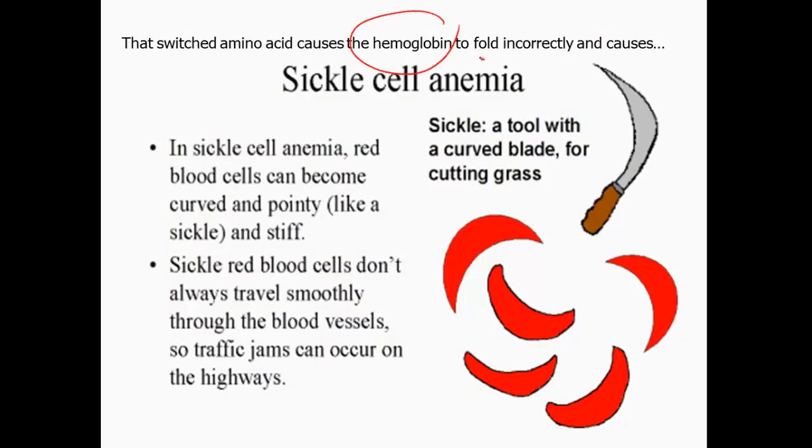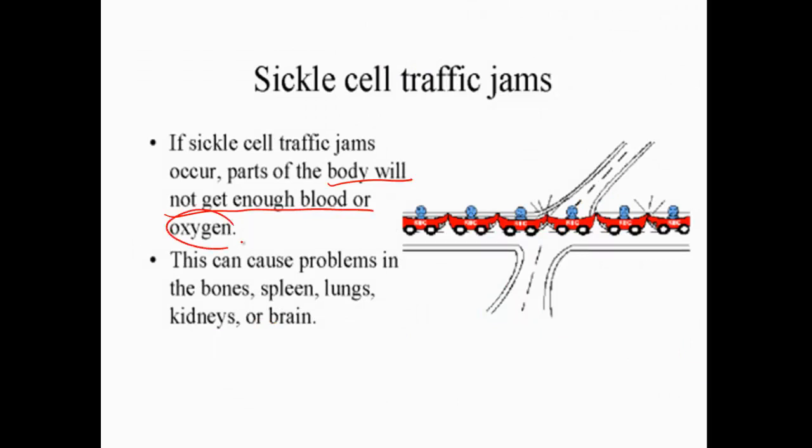So what you get is sickle cell anemia. With sickle cell anemia, instead of having perfectly rounded donut-shaped red blood cells, you get these really pointy, stiff blood cells, and they cause traffic jams in the arteries and veins, and that is not good news for your body. And that's because your body doesn't get enough oxygen where it needs to, and that can cause some serious problems.